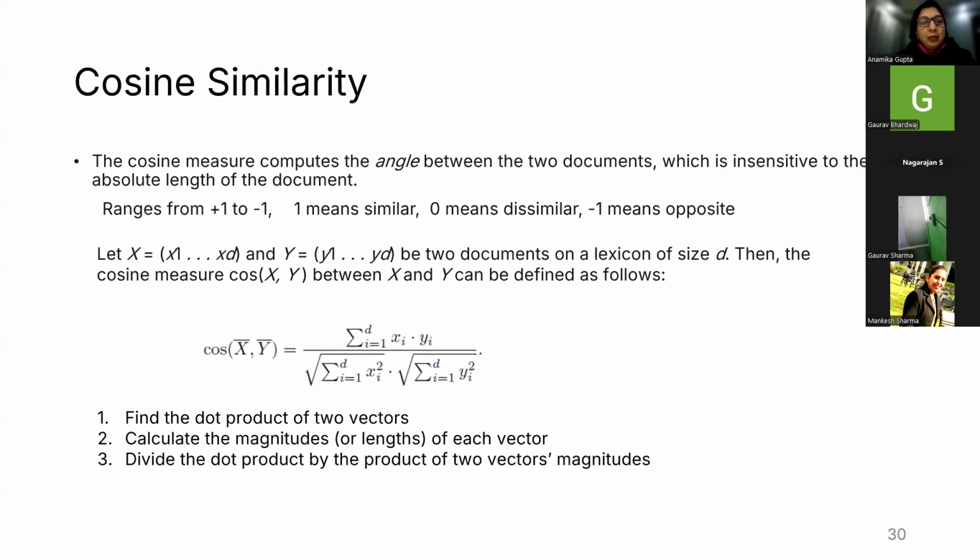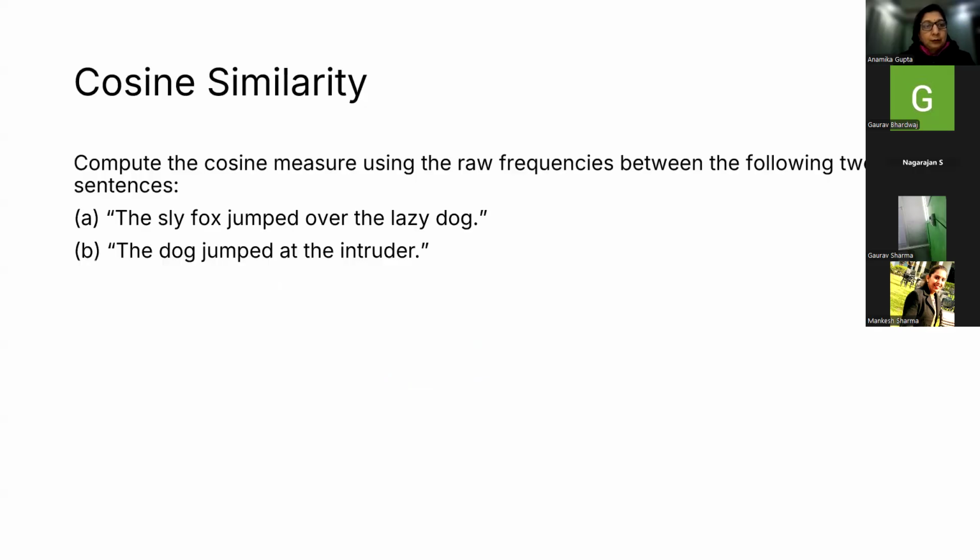The formula is that it takes the dot product of the vectors. So if both the words have 1, 1, then this will become 1. And if one of them is 0, that means it is not present. This product will become 0. Then the square root of all the ones in the first document, and the square root of all the ones in the second document. Okay, let me show one example.